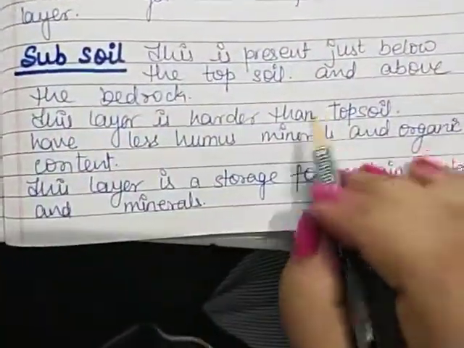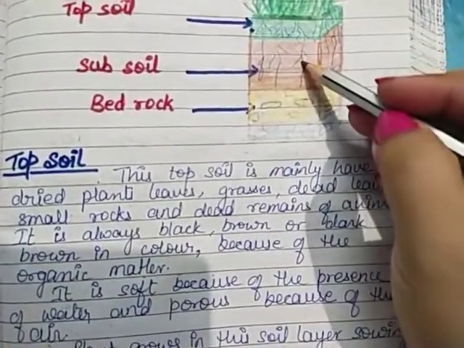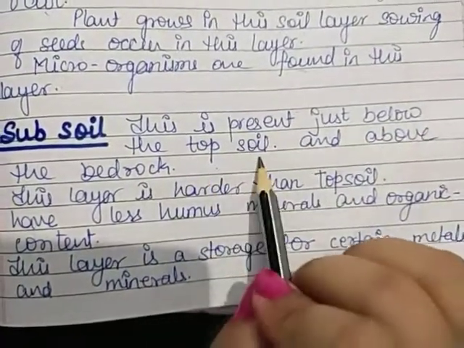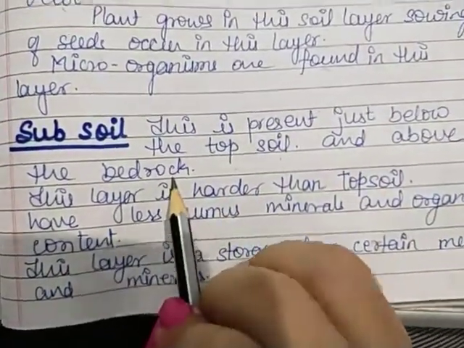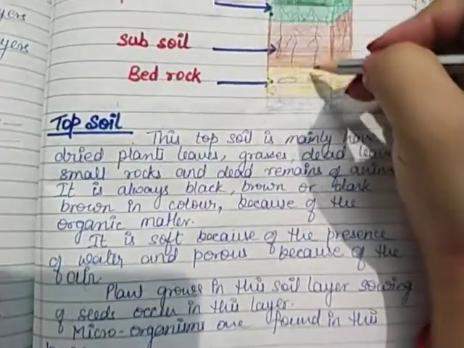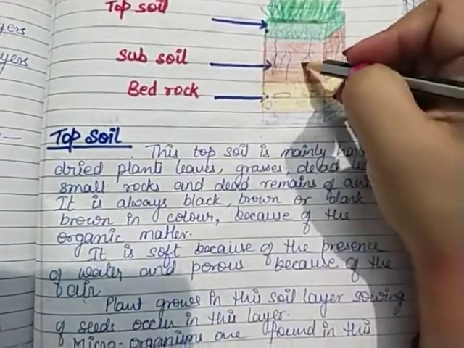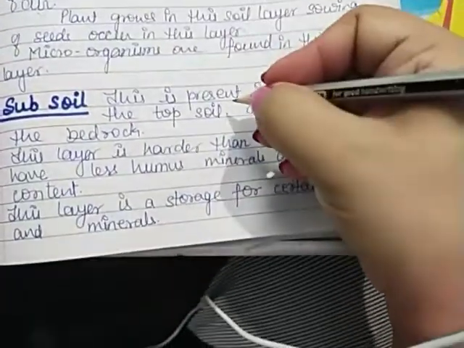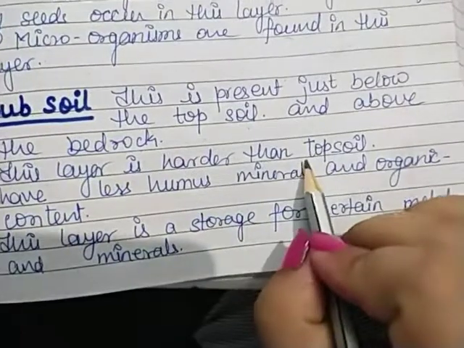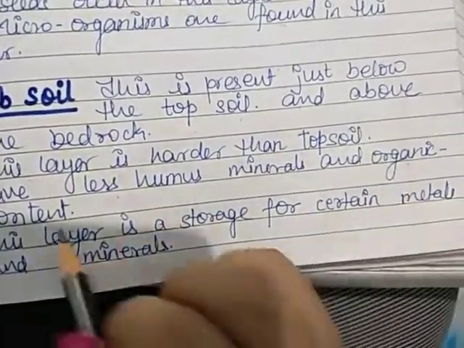Now the subsoil. Subsoil is just below the topsoil. You can see subsoil is just below the topsoil. So subsoil is present just below the topsoil and above the bedrock. So basically this layer is harder than topsoil and has less humus, minerals and organic content.